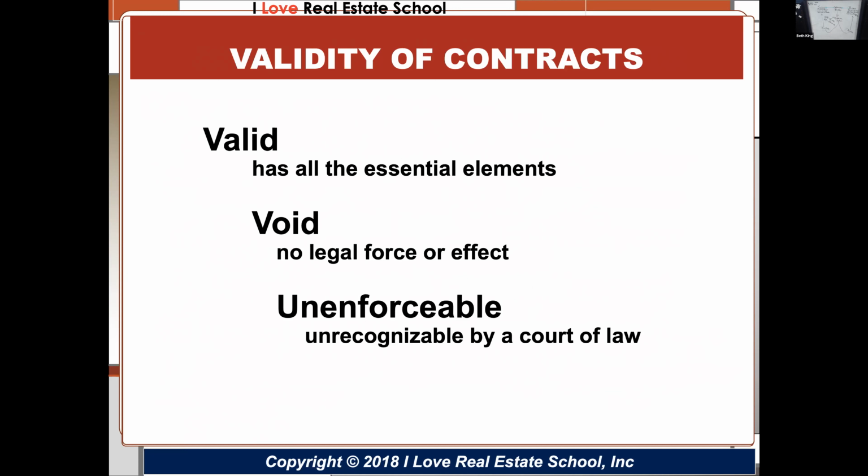An unenforceable contract is actually really valid but unenforceable. Okay? So that means it's unrecognizable by a court of law. So you go to Angie, you say, Angie, I'd like to buy your house. She says, I'd like to sell you my house for $250,000. You say, I accept. Now, you have an oral contract for real estate, right?